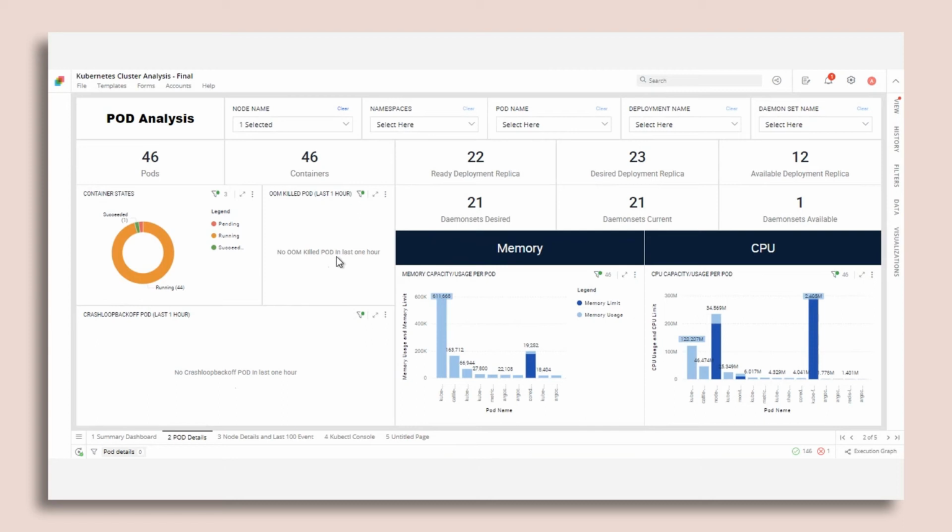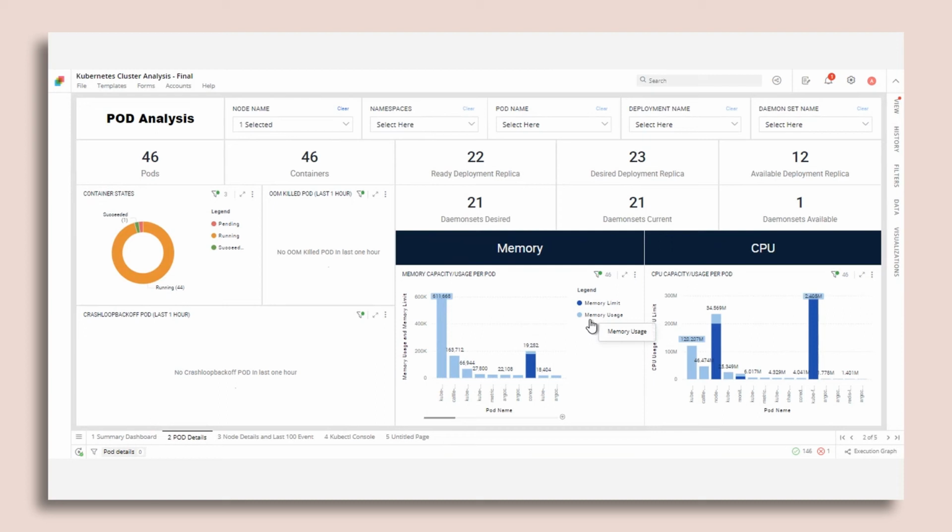Some of the important parameters are, let's say, the number of out of memory pods killed in the last 1 hour. So if there is something which is pointing towards a memory issue, we can see it right here. Or if there are any crash loopback errors, we'll also see them right here so that we can take some corrective actions. We would also see the memory and CPU utilization at the pod level. We can see for some of the pods that there is no limit set, which is not a best practice.